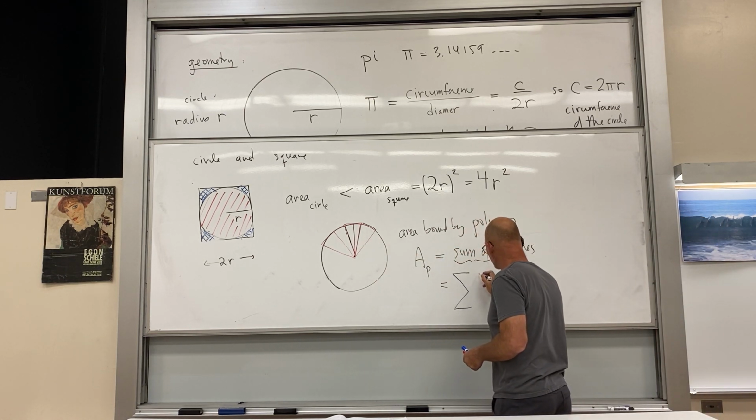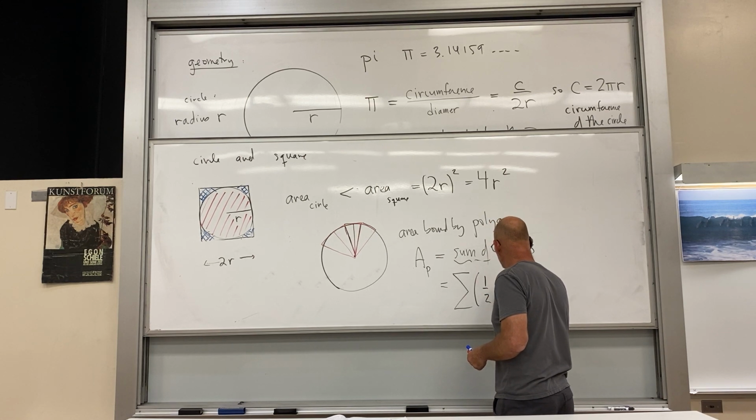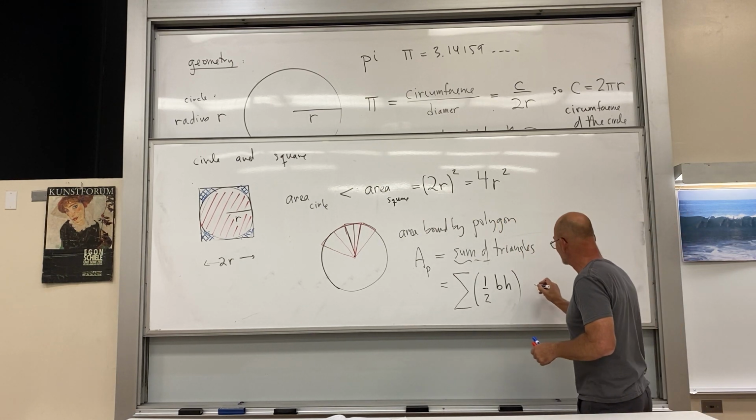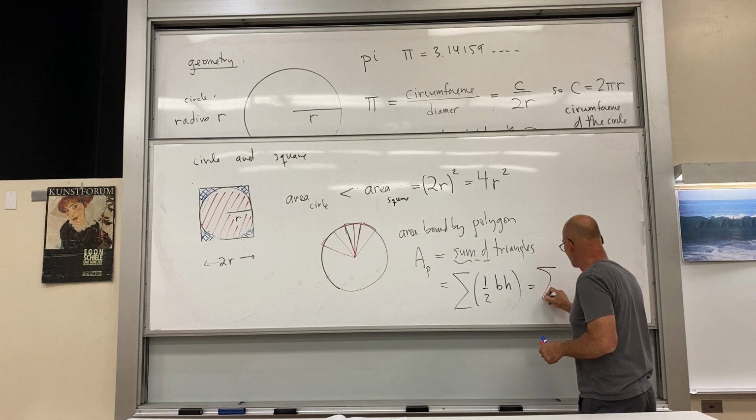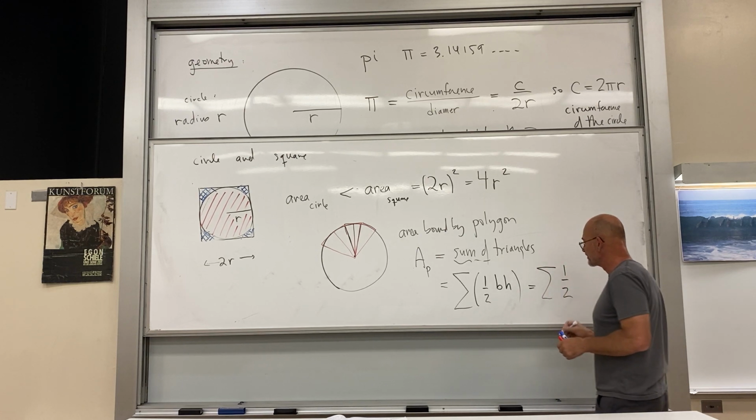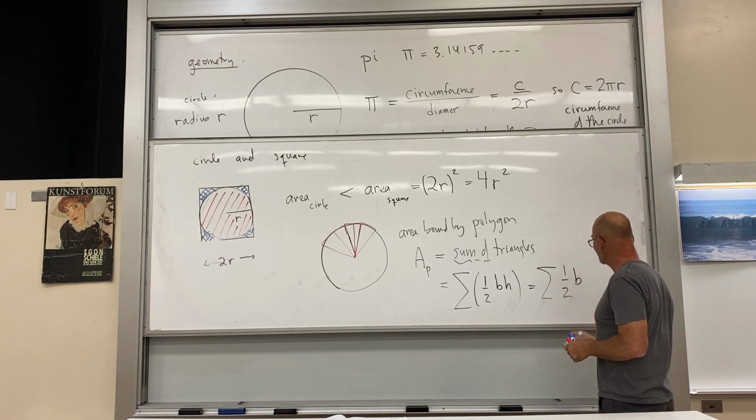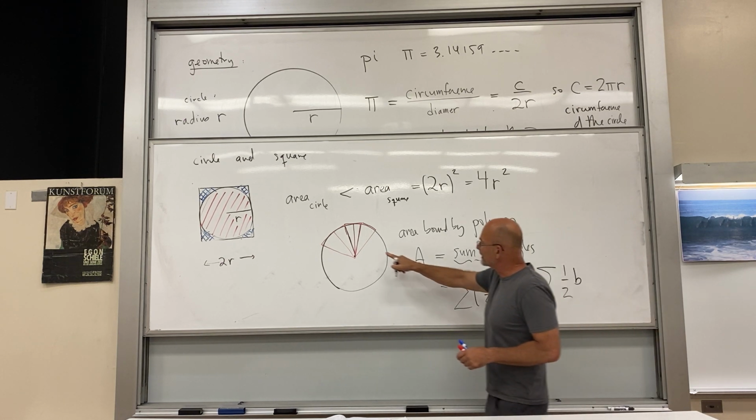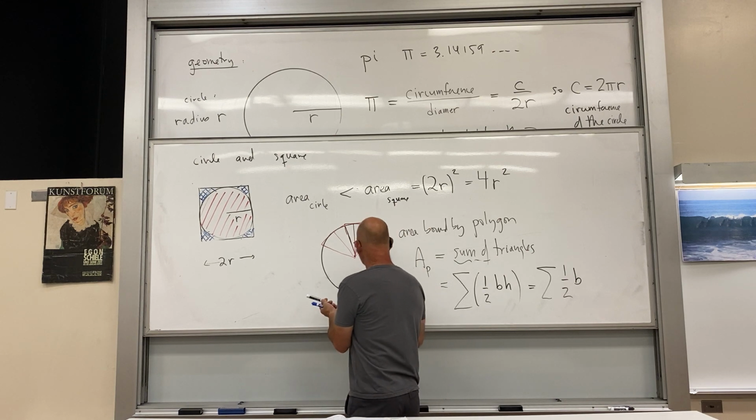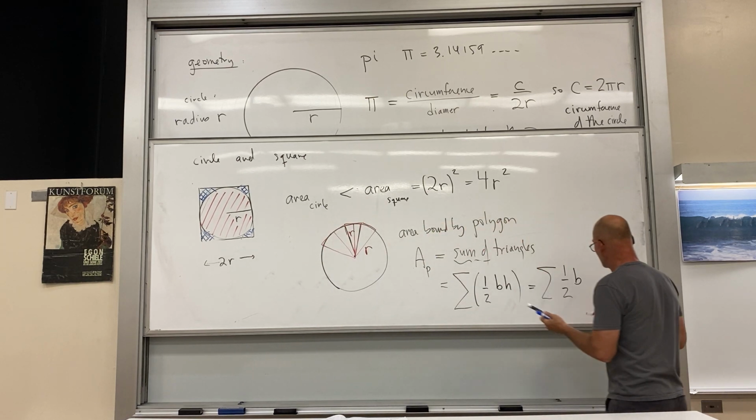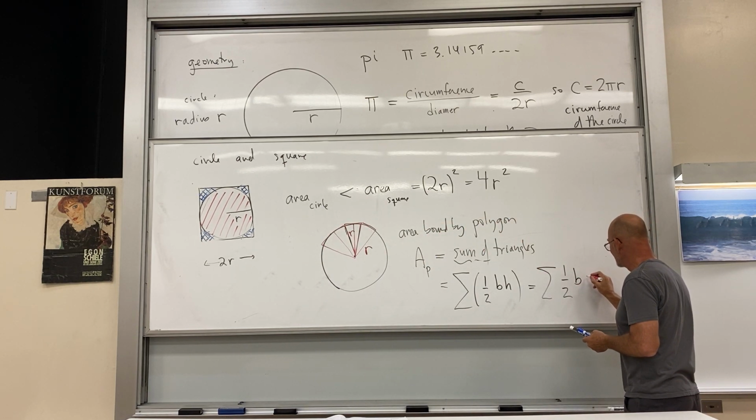The area of one of those triangles is 1/2 base times height. Each triangle, 1/2 base times height. Now watch this. Sum of 1/2. The base, I'm just going to call it the base, but the height of this is of course r. The height of that triangle by construction is r, so 1/2 base times r.